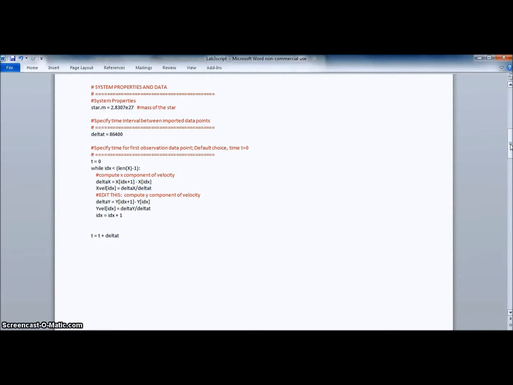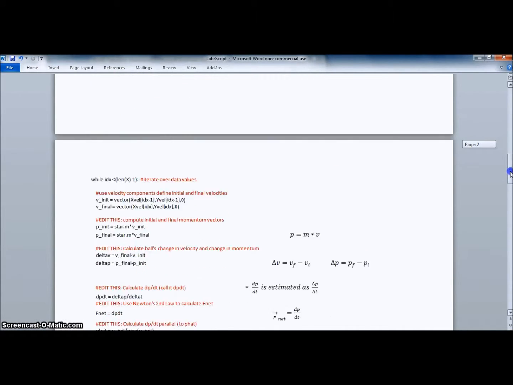The model was created using a starter program given. The star's mass was changed to 2.8307 times 10 to the 27th kilograms, which was given in the problem. Delta T was also changed to represent 1 Earth day, or 86,400 seconds.